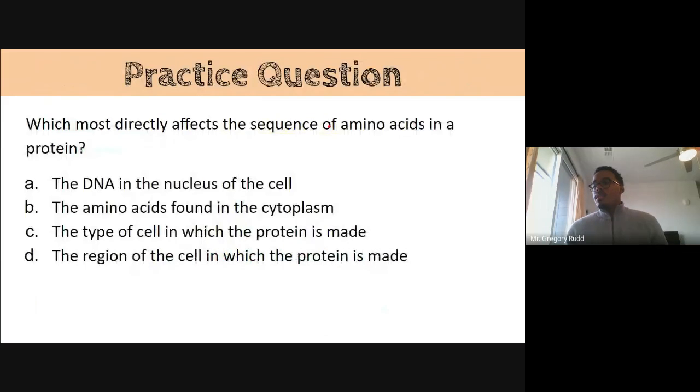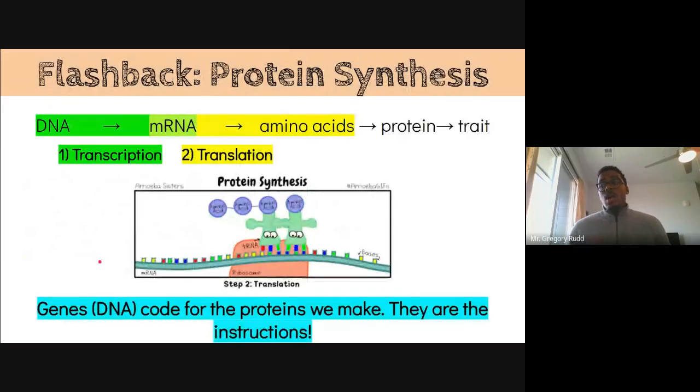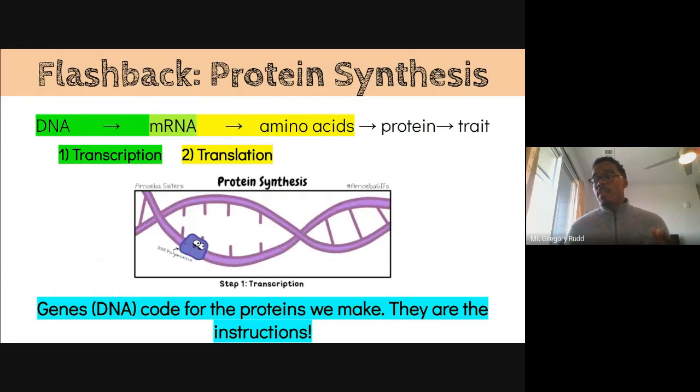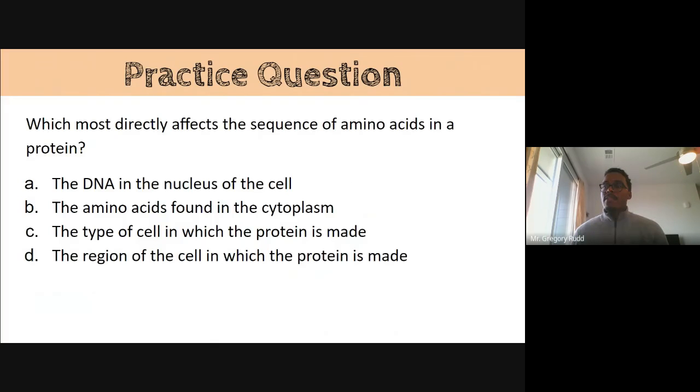But let me go back. Bottom line is that genes code for the proteins. Genes are the first step. We rely on genes to give us the proteins that we need. They are the instructions. Let's do a couple practice questions.